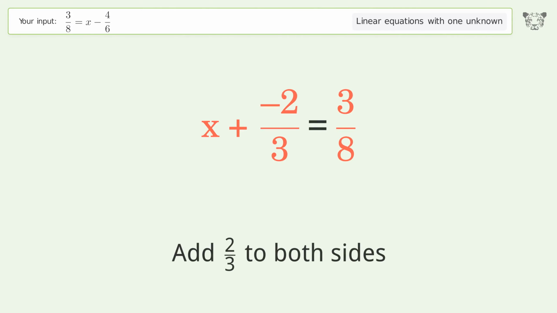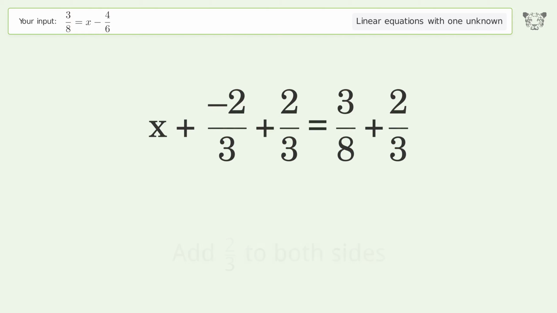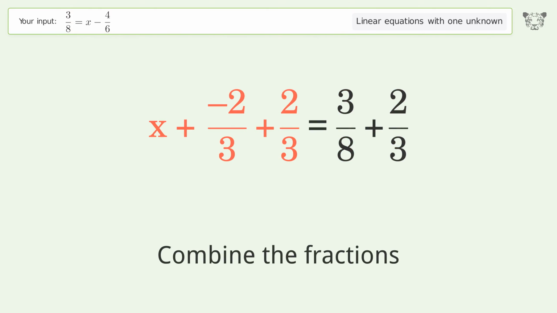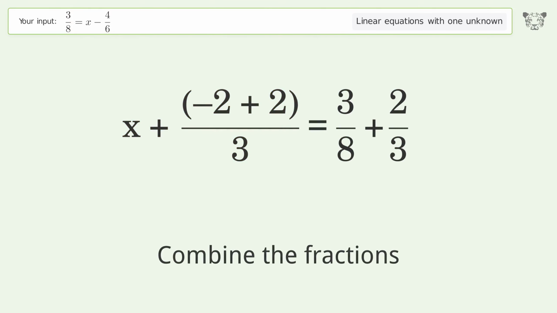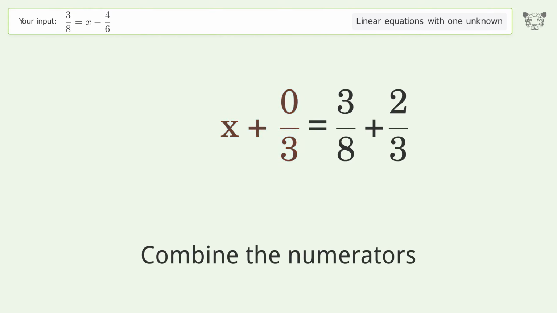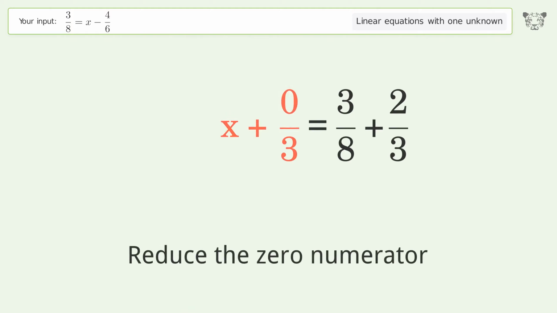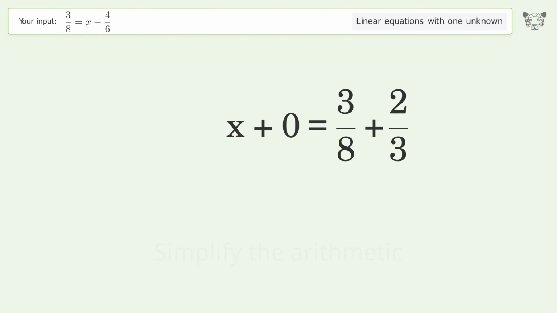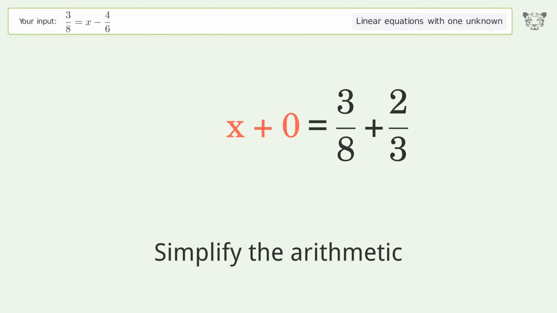Add 2/3 to both sides. Combine the fractions. Combine the numerators. Reduce the zero numerator. Simplify the arithmetic.